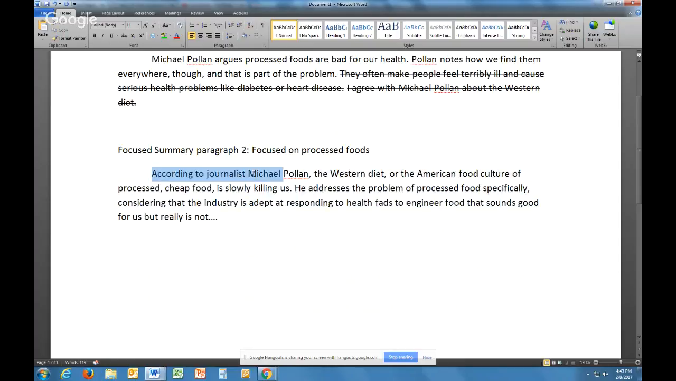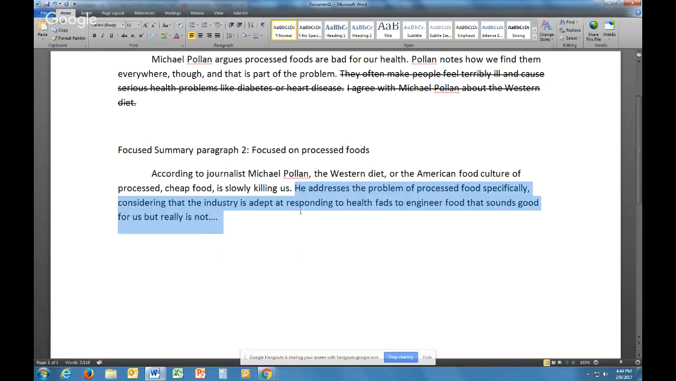So according to journalist Michael Pollan, the Western diet, or the American food culture of processed cheap food, is slowly killing us. He addresses the problem of processed food specifically, considering that the industry is adept at responding to health fads to engineer food that sounds good for us, but really is not.